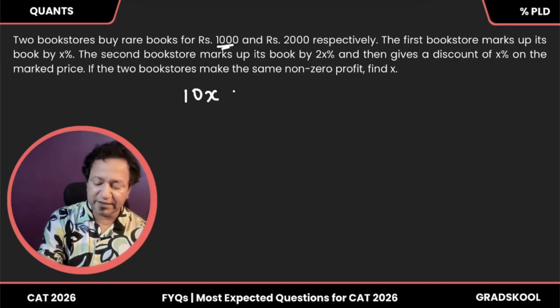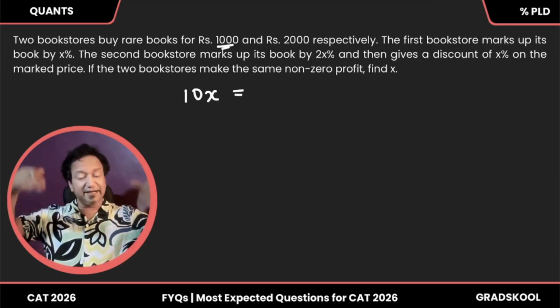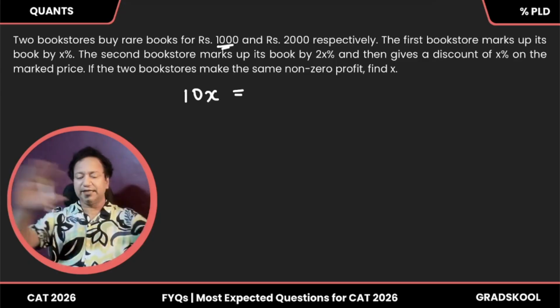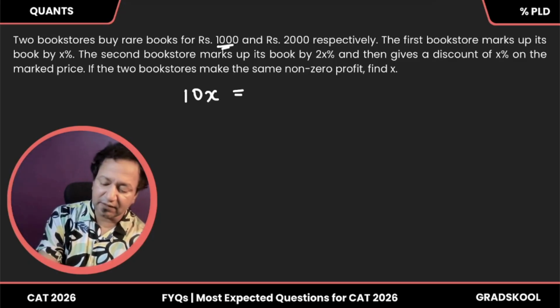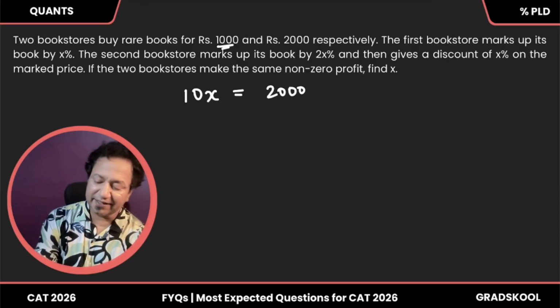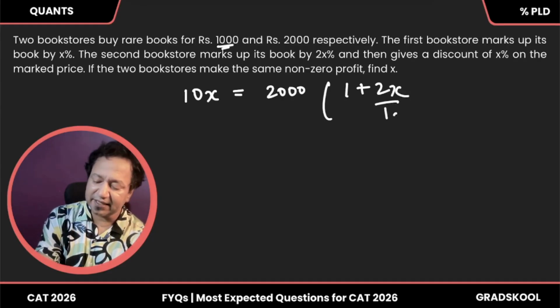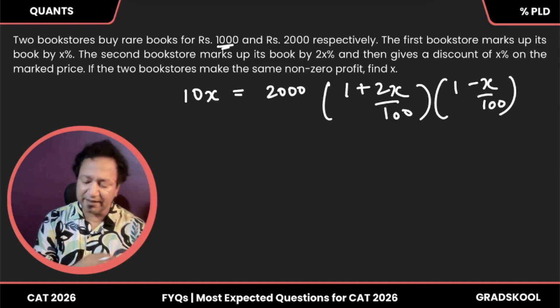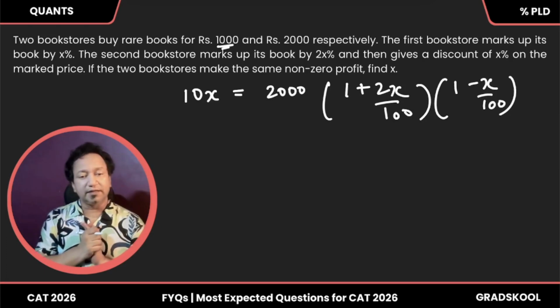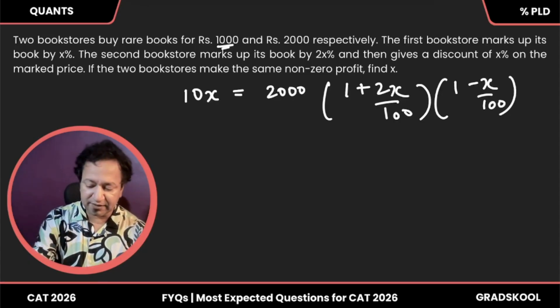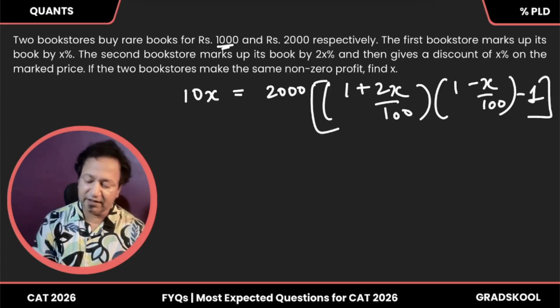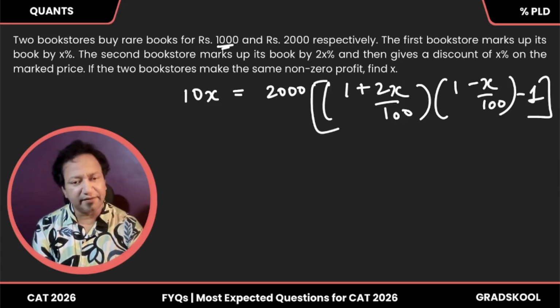I'll calculate the profit for the second bookseller in the same line. I would not write again and again so as to waste any time. I'll just do it in one single line. So for the second bookstore, the price was 2000 already and it increased the price by 2X%. That means this is the increased price and then decreased by X% by giving a discount. So this is the final price, but this is not the final profit. For profit, we need to subtract 2000. Either I subtract 2000 or I take 2000 common and put a -1 here. It'll be the same thing. This looks better, right?